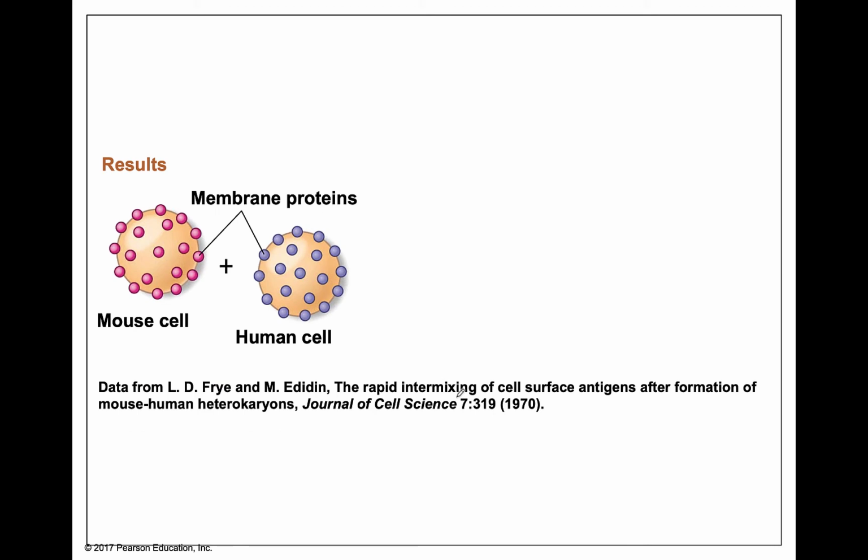This was seen in an experiment with Frye and Edidin. You don't have to remember the scientists, but this is a good illustration of the fluid property of the membrane. So they took a mouse cell and a human cell, which they dyed with different fluorescent dyes here, so you can see that the mouse cell proteins are pink and the human cell proteins are purple.